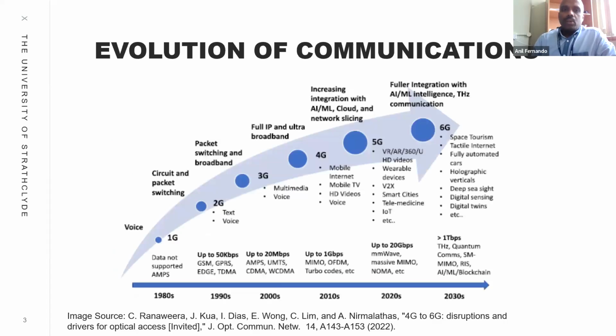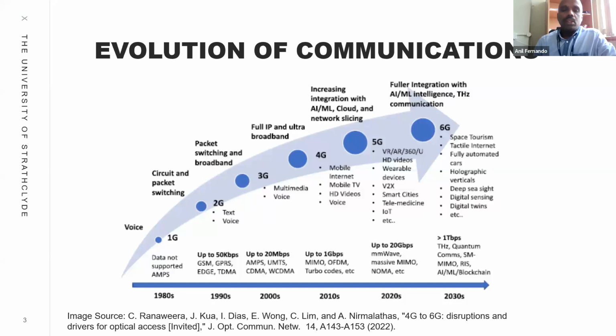So let's briefly look at how communications evolved over the last 40 years. We started about 43 years ago with first generation mobile networks, where our intention was to transmit voice between two endpoints. We defined them as the first generation of mobile networks. Then after 10 years or so, we had the second generation mobile network, where we increased the bit rate up to 50 kilobits per second. Mainly, we were targeting circuit and packet switching networks, and the main target areas were again text and voice transmission.